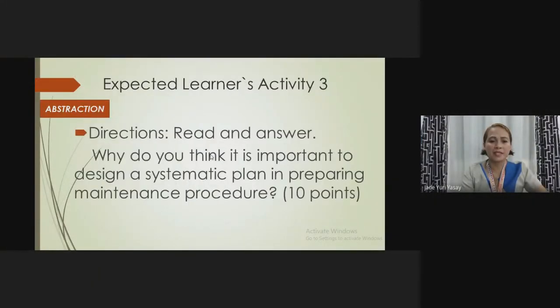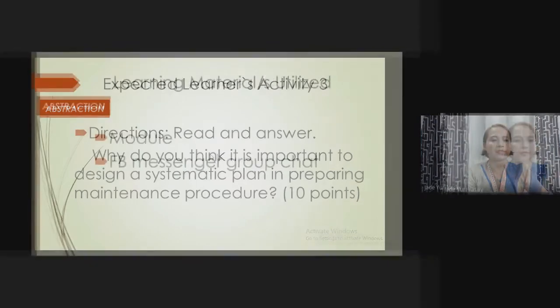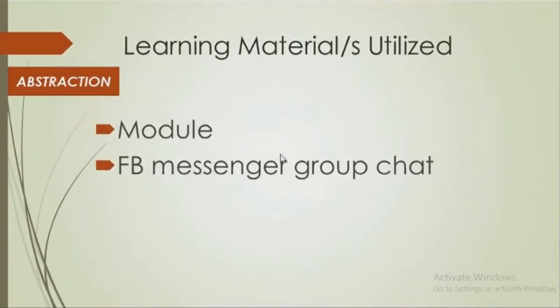For expected learners activity 3, this is also our third A for abstraction. Directions: read and answer. Why do you think it is important to design a systematic plan in preparing maintenance procedure? And this question is equivalent to 10 points. So for learning materials utilized, still we have the module and FB Messenger group chat.